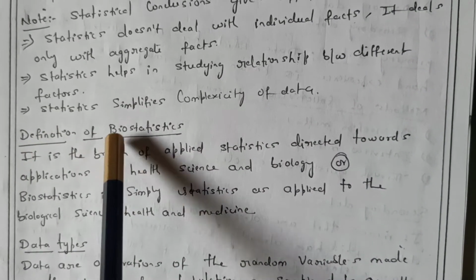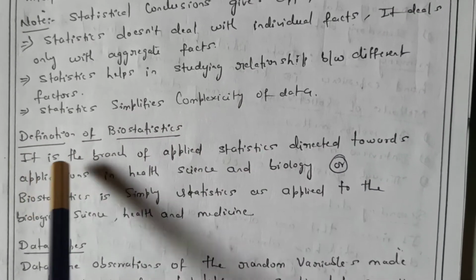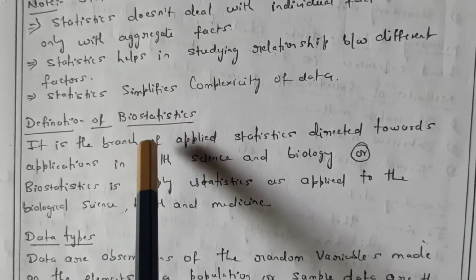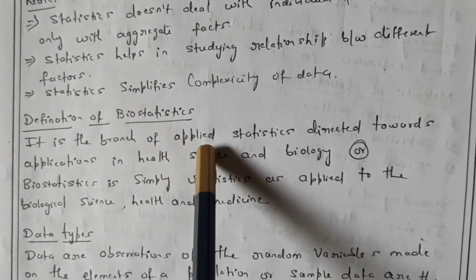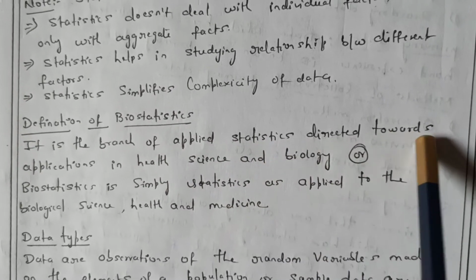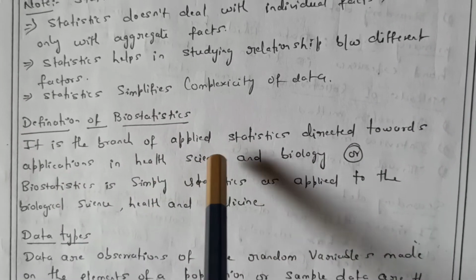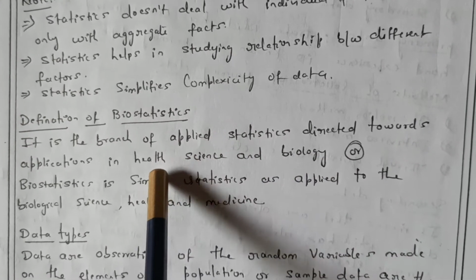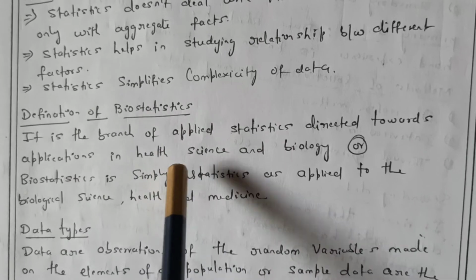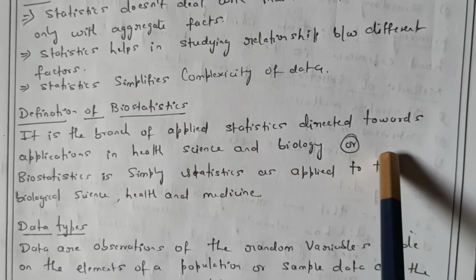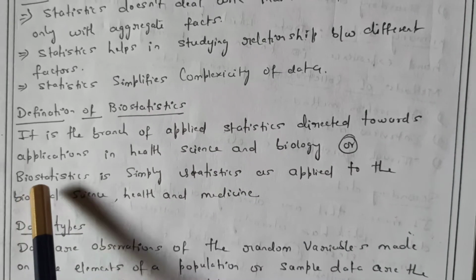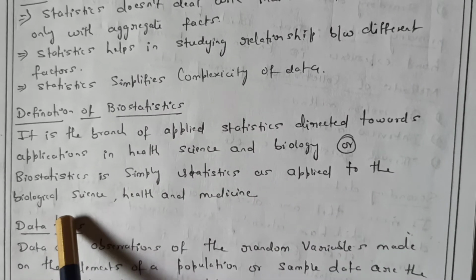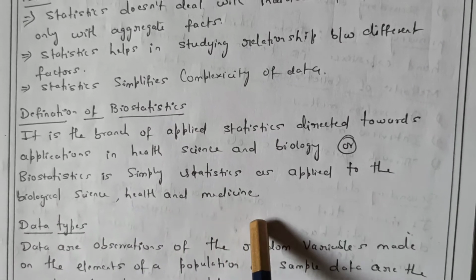So the definition of biostatistics. It is the branch of applied statistics. So biostatistics is not a pure statistics. It is an applied statistics, directed towards applications in health science and biology. This is the applied statistics which deals with the applications of health science and biology, or this can also be stated as biostatistics is simply statistics as applied to the biological science, health and medicine.